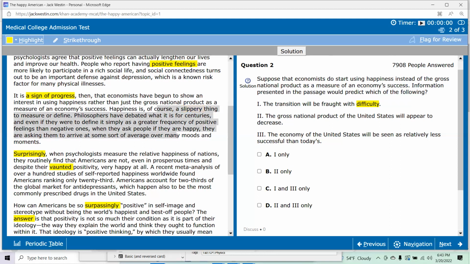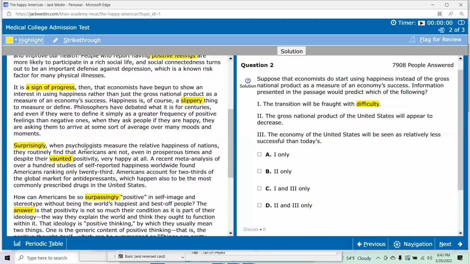And the thing is, he doesn't counter this, right? He doesn't immediately follow up with saying, however, it's actually very easy to measure happiness if you do this, right? He does talk about when psychologists measure the relative happiness of nations, but he doesn't comment about how easy it was or whether it was less difficult, right? He simply just talked about, oh man, that's kind of difficult.